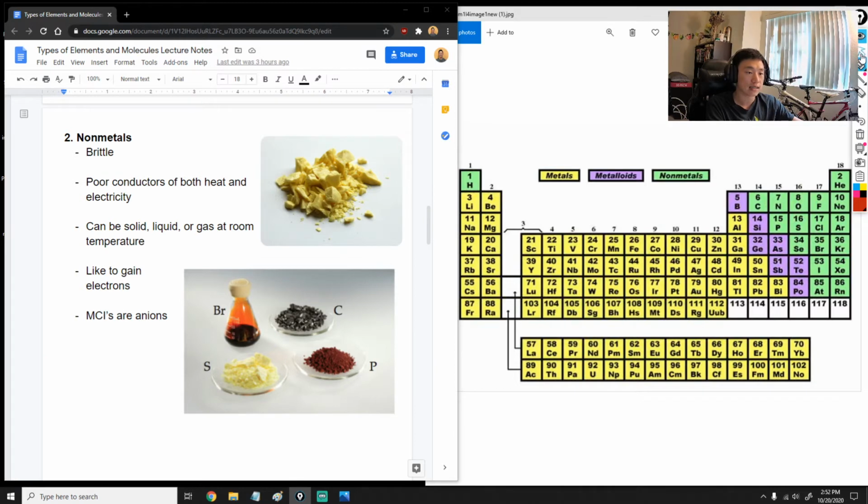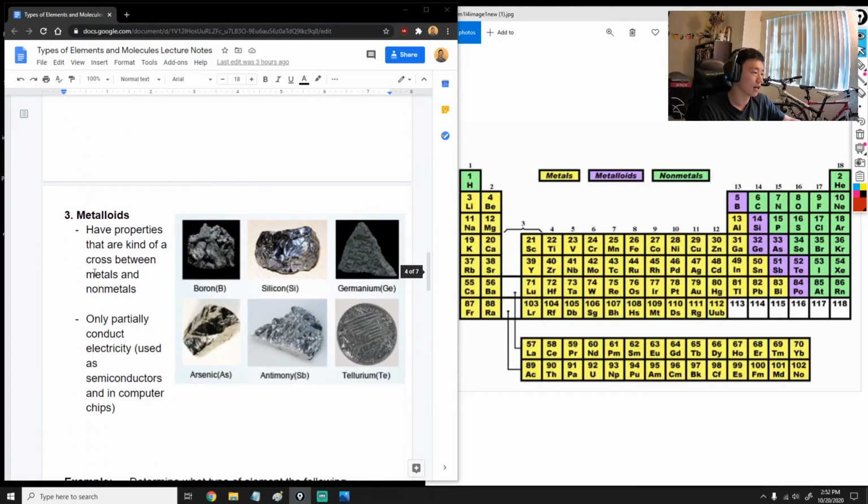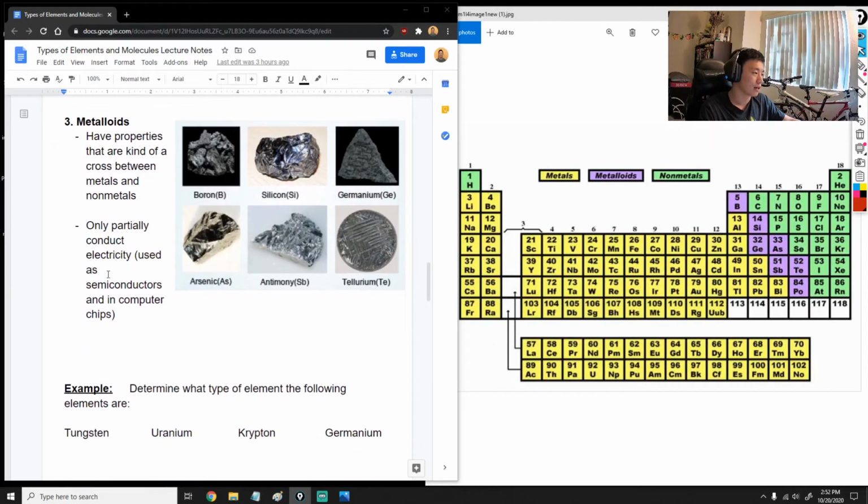All right, the last type of elements on the periodic table are called metalloids, and metalloids are kind of a combination. They have a combination of properties of metals and nonmetals. They're kind of in the middle. So metalloids, again, have properties that are a cross between metals and nonmetals.